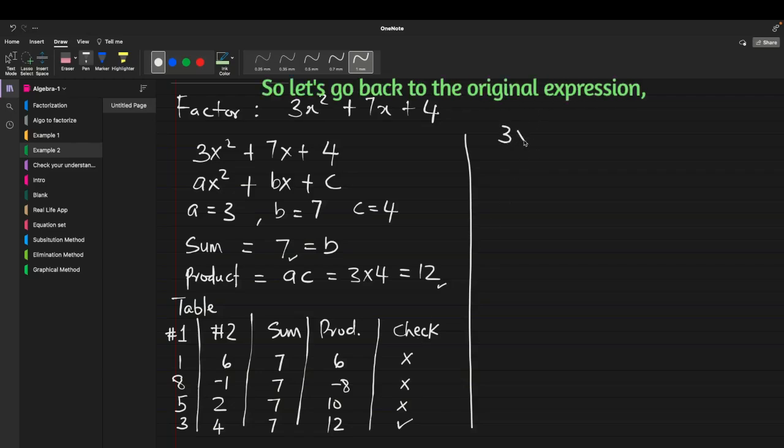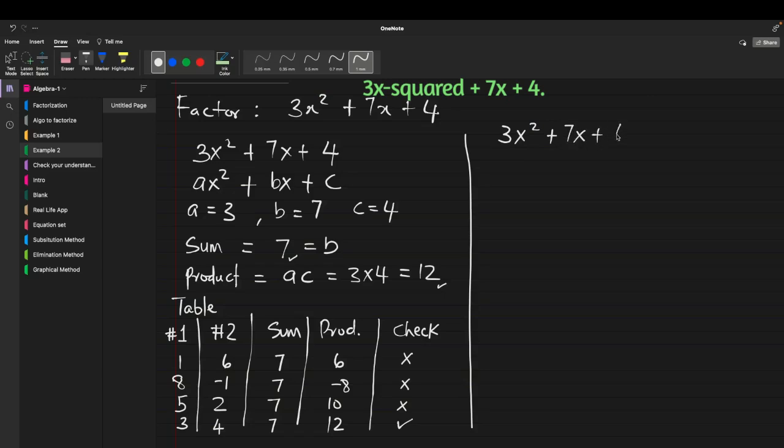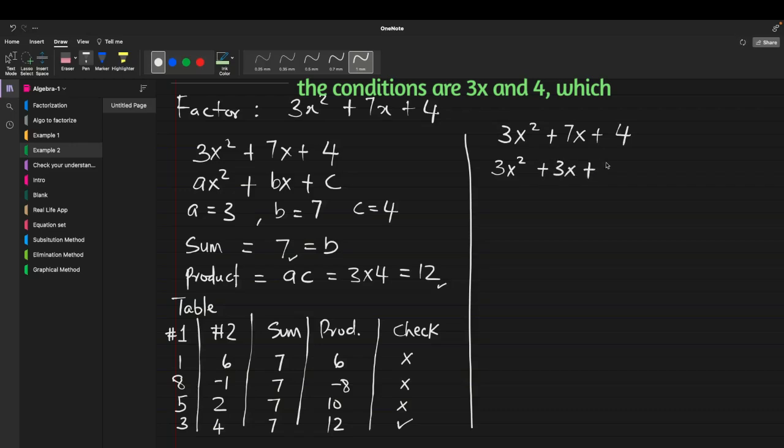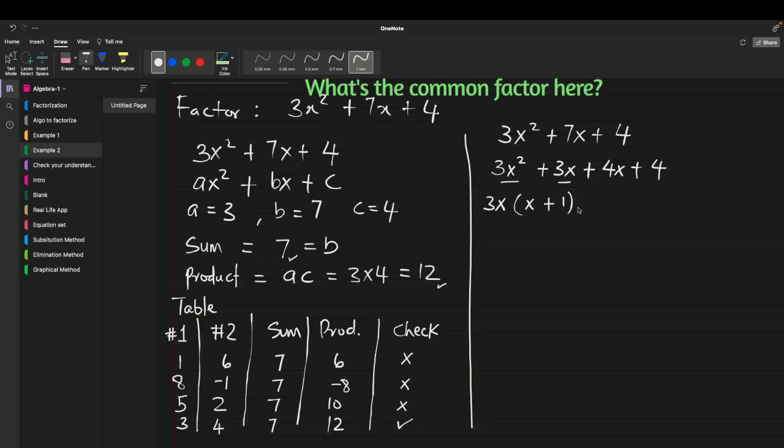So let's go back to the original expression, 3x squared plus 7x plus 4. Remember, the two numbers that satisfied the conditions are 3 and 4, which gives 3x plus 4x, of course, plus 4. Now, what's the greatest common factor between this and this? That's definitely 3x, if you take a good look. 3x into 3x squared remains x, plus 1. What's the common factor here? 4.